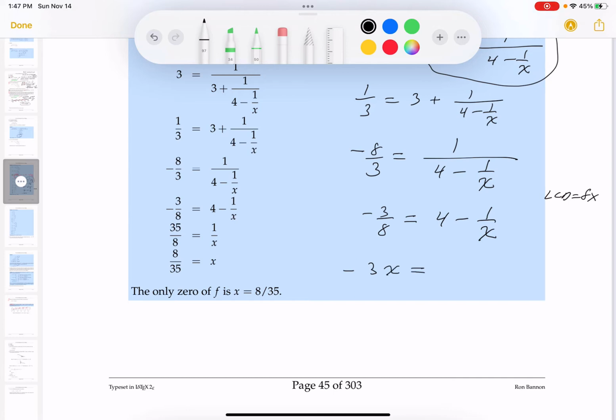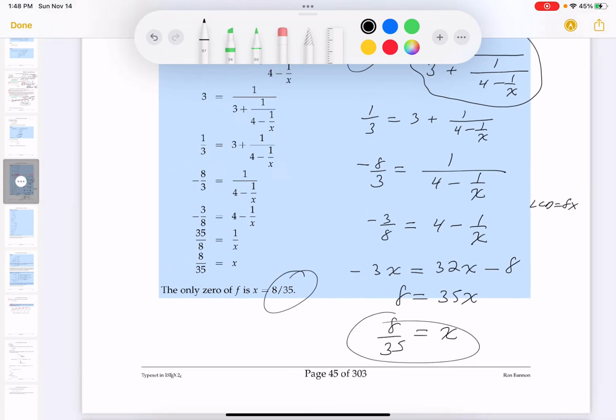Just hope we don't make any mistakes now, right? So let's see, -3x, because 8 cancels. Then you get 32x minus 8. Well, let's take a look at this now. What are you going to get? 35x equals 8, or x equals 8/35.